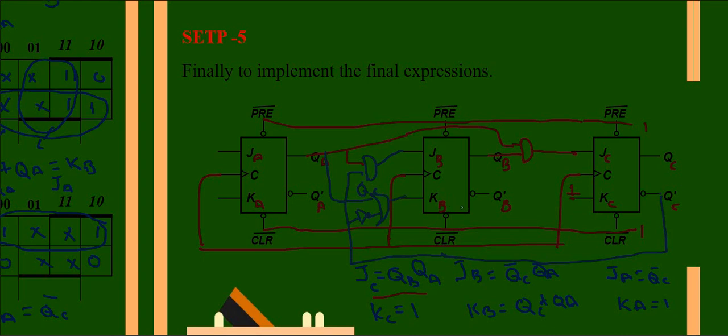In a similar way, the final one: JA is equal to QC bar. So you can take this QC bar again to the JA portion. Because JA is equal to QC bar, you can short it over here. And KA is equal to 1, make it high or connect it to preset or clear, so it will work. This is the block diagram for the mod 5 synchronous counter.